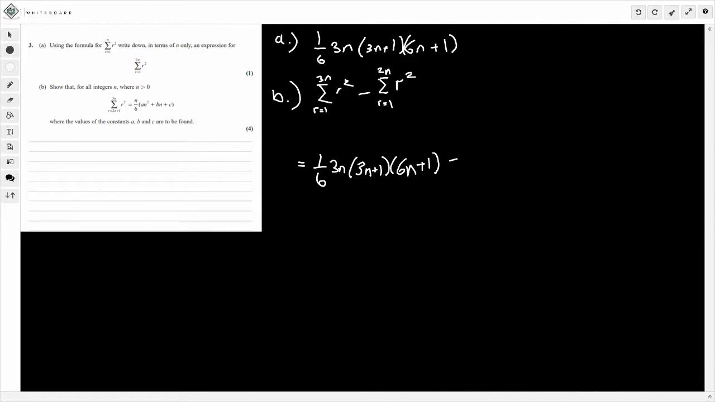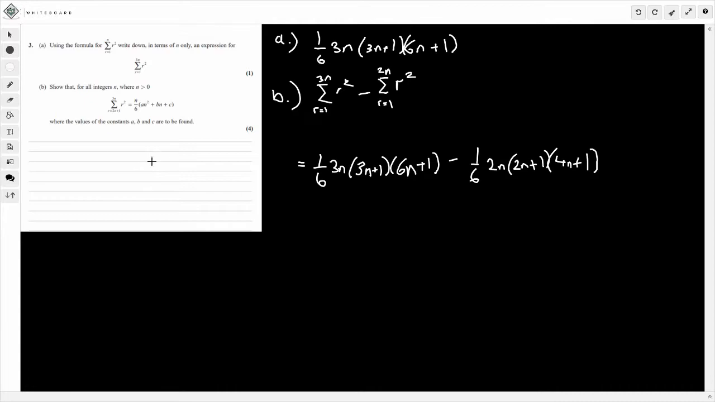Similar to how we did it here, when there was an n, we replaced it with 3n. Same here, wherever there's an n, we're going to replace it with 2n. So basically, it's going to be the same formula with just slight alterations. It's going to be 1 over 6 again. Instead of 3n, it's going to be 2n. I'm going to also do 2n plus 1 in the bracket, and then the other bracket is going to be 4n plus 1. Let's just double check we haven't made any mistakes before we carry on. No, that looks perfect so far.